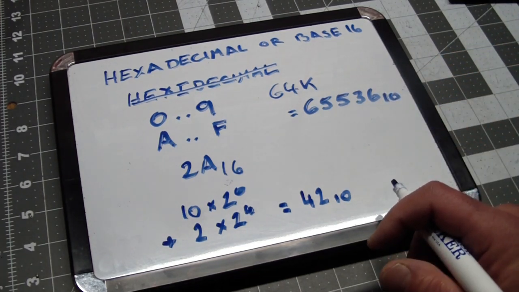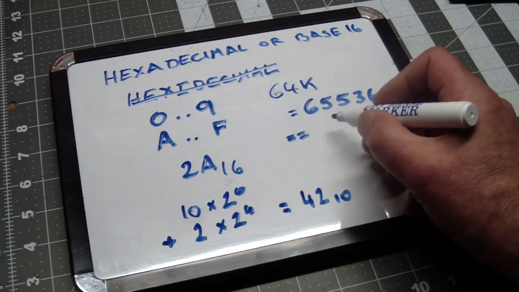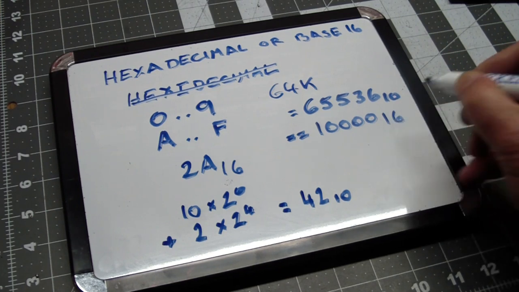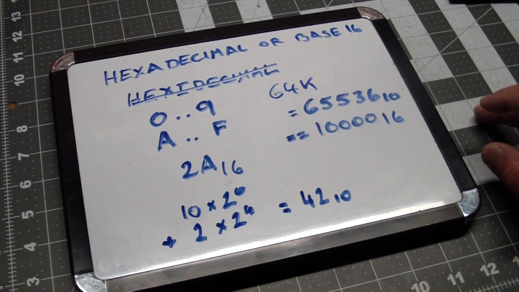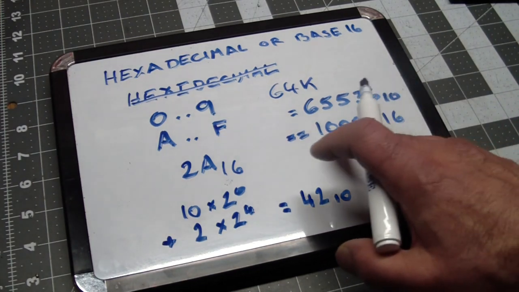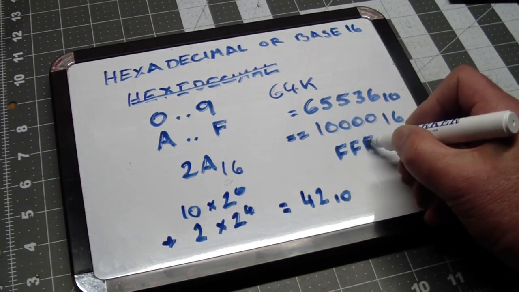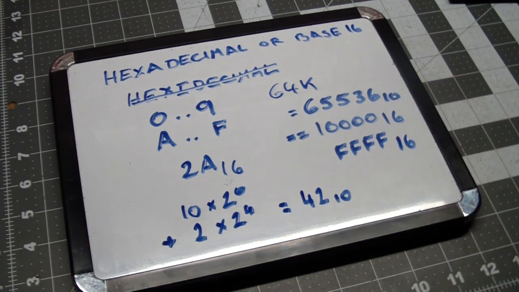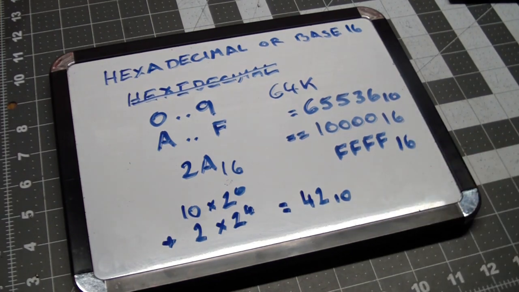But if you look at it in hexadecimal, this is also equal to... In a 64K system, this is the size, so the last accessible address is actually FFFF. That is the most compact way of representing it.